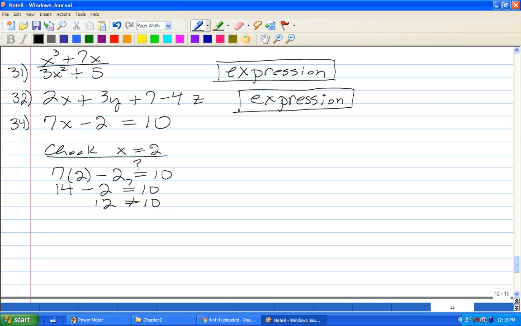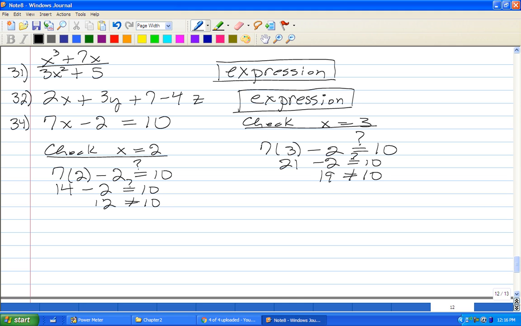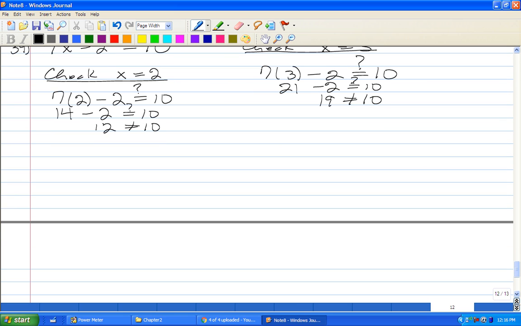Let's check if x equaling 3 is a solution. And so let's replace x by 3 and check if it's a solution. 7 times 3, 21. Minus 2, is that equal to 10? Well, 19 is not equal to 10. So no, that's not a solution. Let's check further.